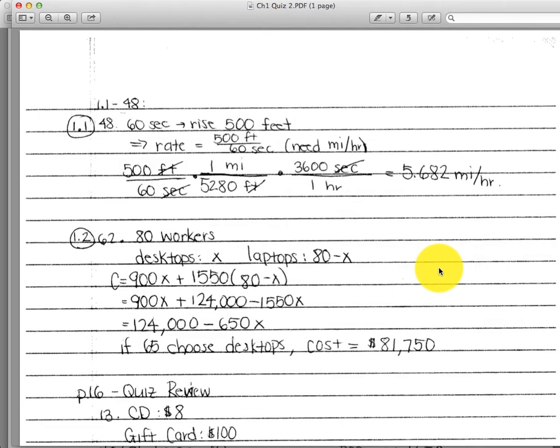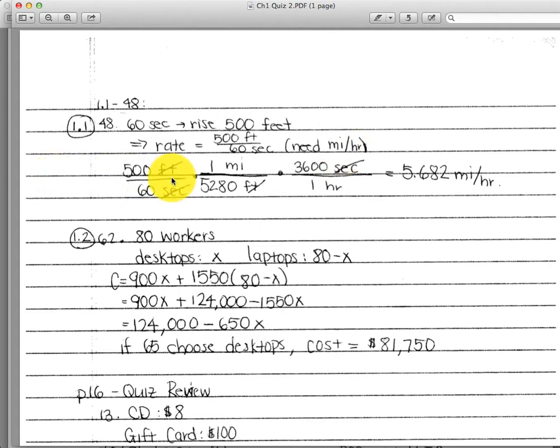Some other problems that I wanted to go over were from 1.1, number 48. I forget what the exact problem was, but it said that in 60 seconds, you could rise 500 feet. So we're talking about a rate, and it asked you to put this in miles per hour, which is your big hint, because a rate is always distance over time, and since it tells you already miles per hour, you want to make sure that you have the feet part on the top and the seconds on the bottom. So if it tells you a unit for your answer, then that's kind of a hint.